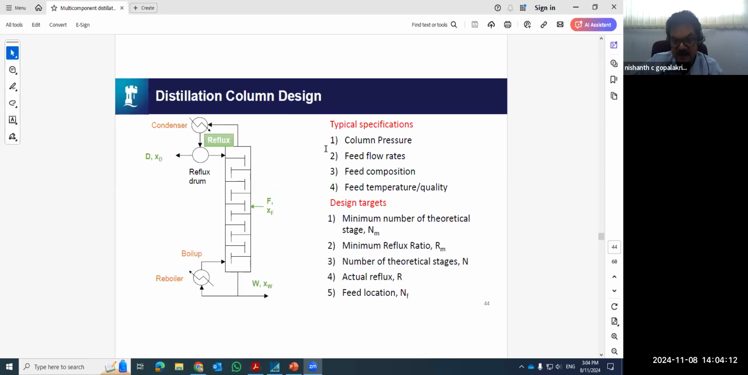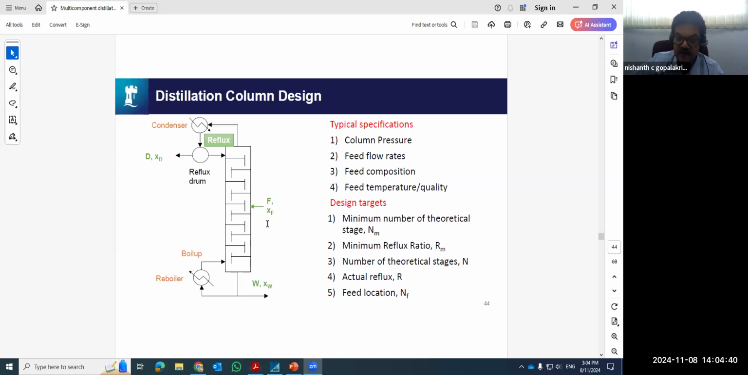Now, in a distillation column design scenario, there are certain specifications, which means we typically know what goes into the column. And we typically know what flow rate we are getting. Typically, we also know at what condition the feed is coming. And we can also set the pressure of the column. So these things are typically known when we start.